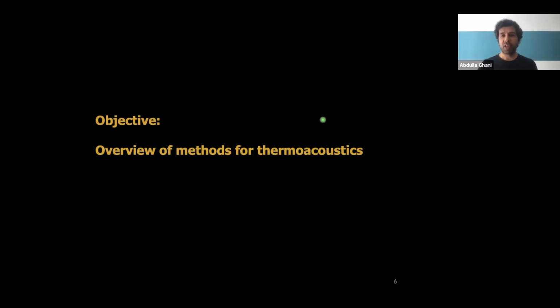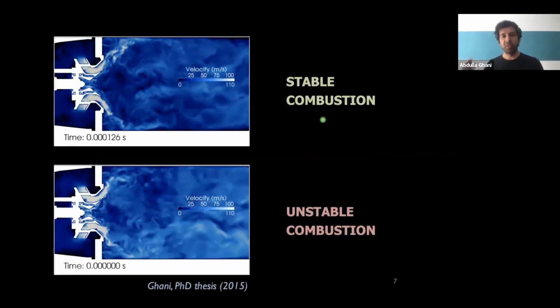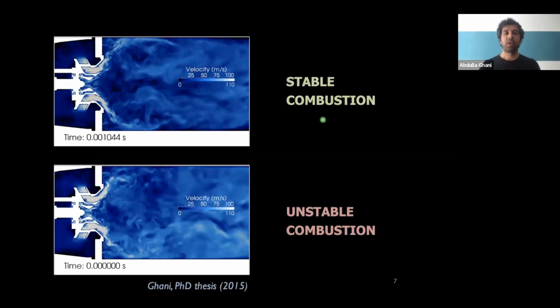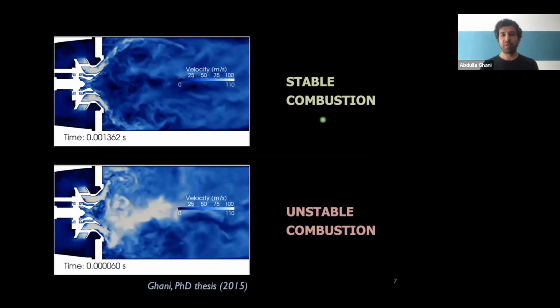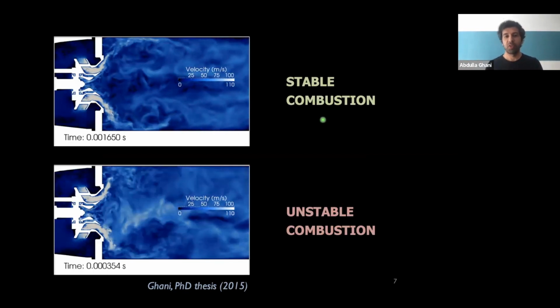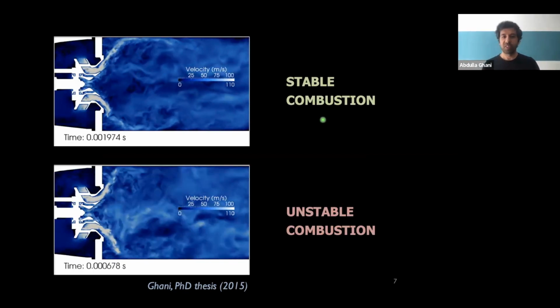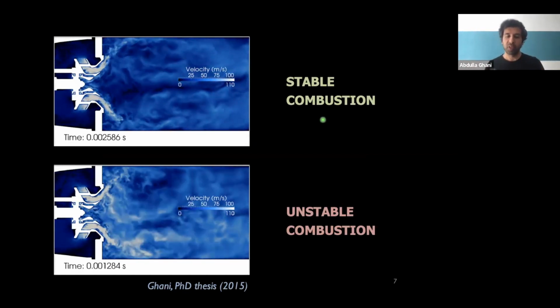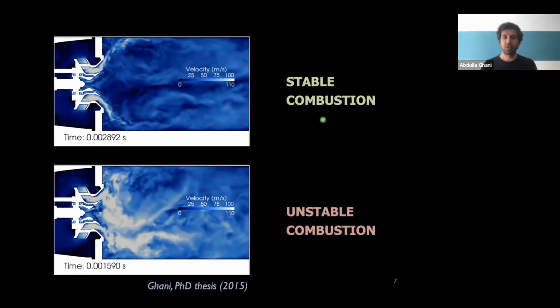First of all, I want to start by exemplifying what combustion instabilities, thermoacoustic instabilities look like. So you have here a mid-cut plane of a swirl stabilized flame. Flow is coming from left to right. On the top video, you see stable combustion, and on the bottom video, you see unstable combustion. So it's the same geometry, the same bulk velocity, just a little difference in the equivalence ratio. And at the end, this is the result that you have.